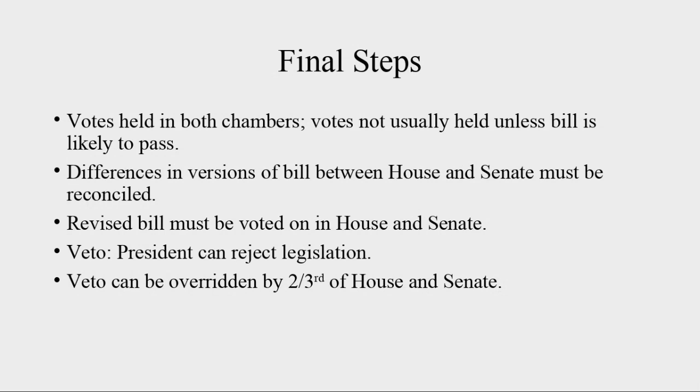Okay, so once they're done adding amendments, once they're done debating, it then has to go to a vote in both chambers. The leadership usually won't allow a vote unless they know the bill is likely to pass. You don't want Nancy Pelosi saying, we're going to vote on this, and she doesn't have enough votes. So unless they're about 95% certain it's going to pass, they're not bringing it to the floor.